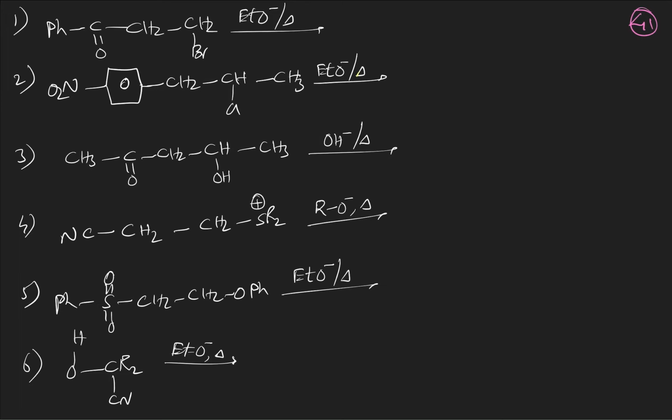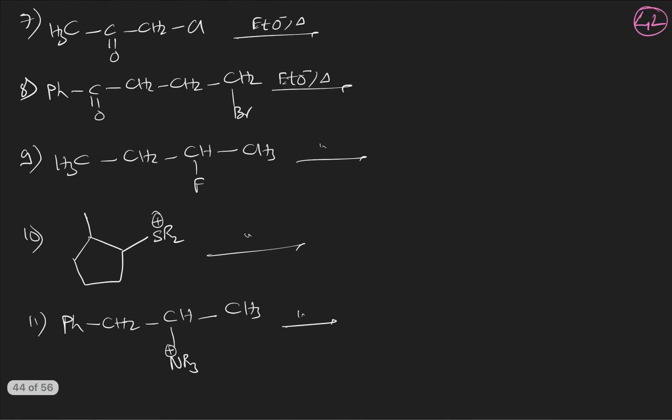So here, in presence of a strong base, what is the beta carbon? This one is the beta carbon. From the beta carbon, H plus ion will be removed and you will get a carbanion, and this carbanion will form the double bond so that Br minus will go out. That means you will get the product here, Ph-C(=O)-CH=CH2. In this manner, you have to write the products for all these reactions.